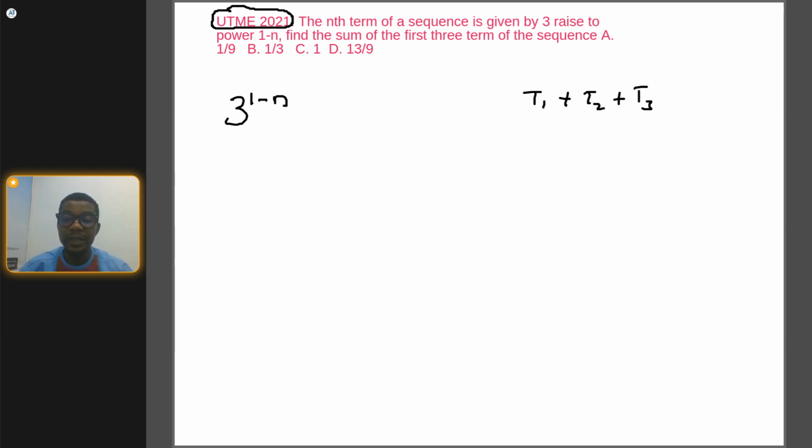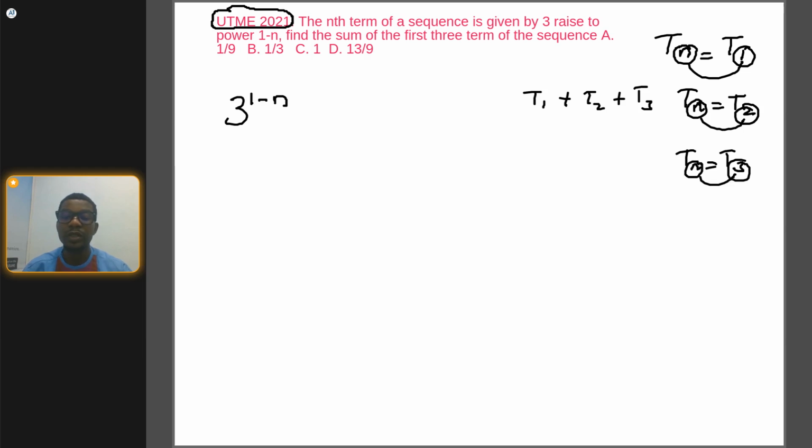So take note that Tn is also compared to T1. That means in this case, n equals 1. If I say Tn is equal to T2, that is n equals 2. If I say Tn equals T3, that is n equals 3. So we are going to solve when n equals 1, when n equals 2, and when n equals 3, because we are asked to find the sum of the first 3 terms. That's why I have to stop at T3.